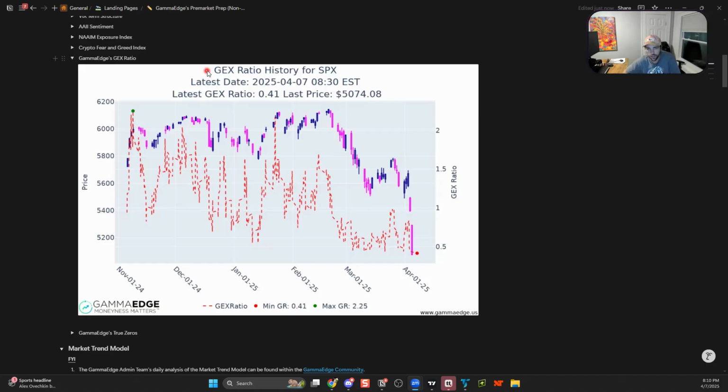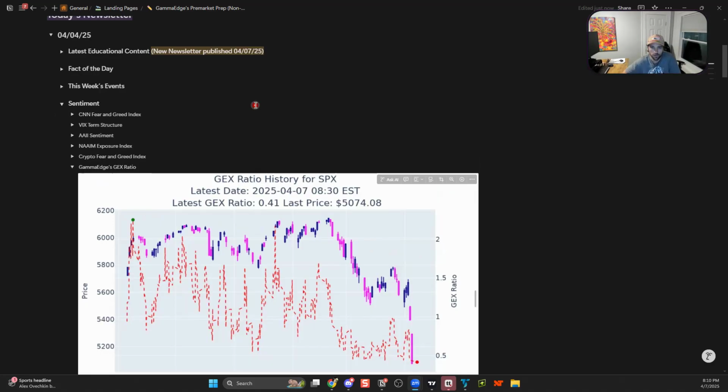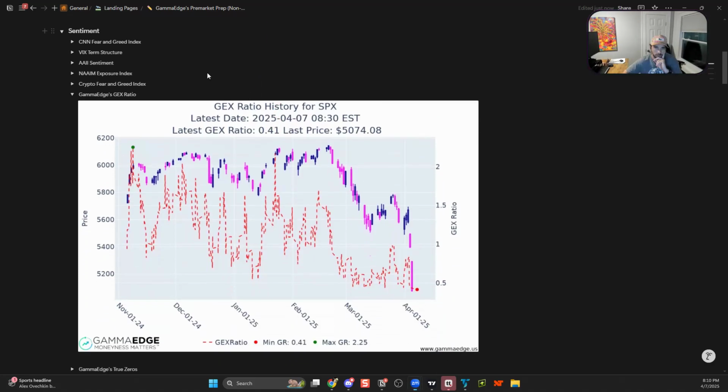One called the GEX ratio. GEX ratio, simply put, is total call gamma relative to total put gamma in the options complex. We use it again for SPX for all the reasons I just talked about earlier. Another way to think about the GEX ratio is it's like the put call ratio, but it is superior because we are incorporating time into the ratio, which the put call ratio does not.